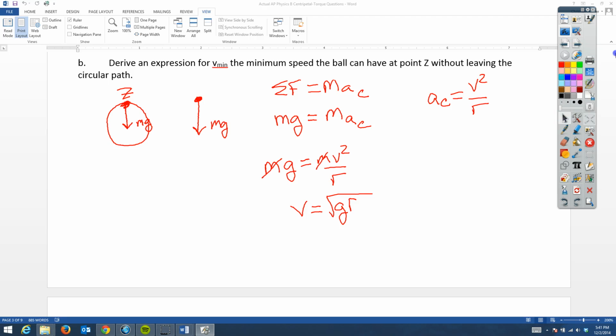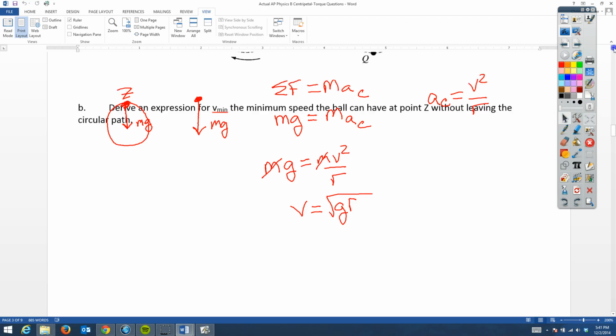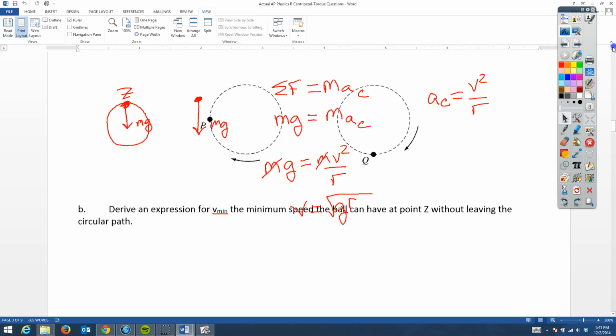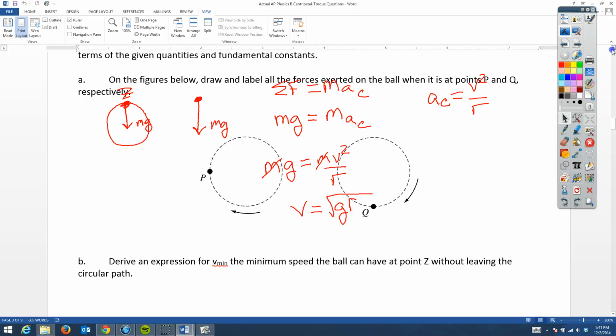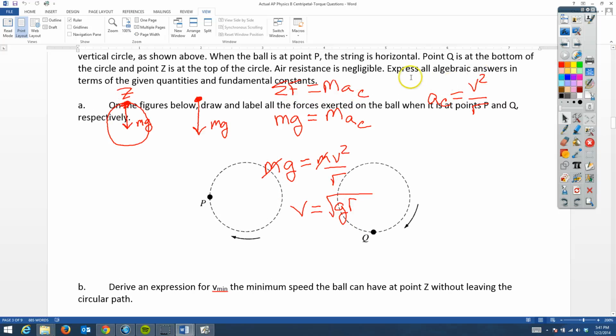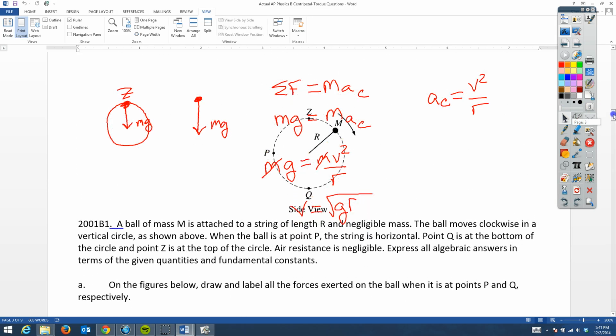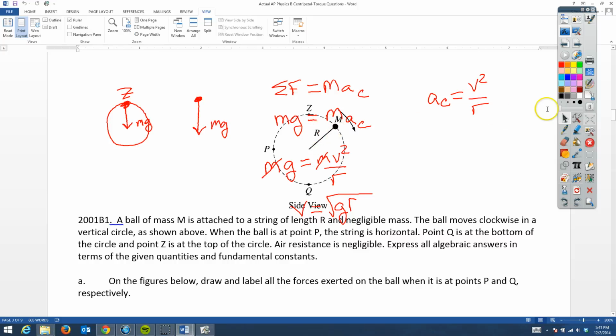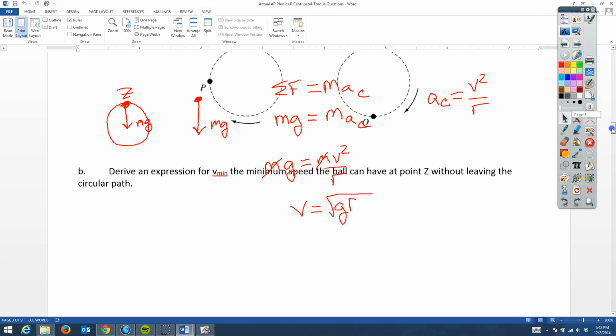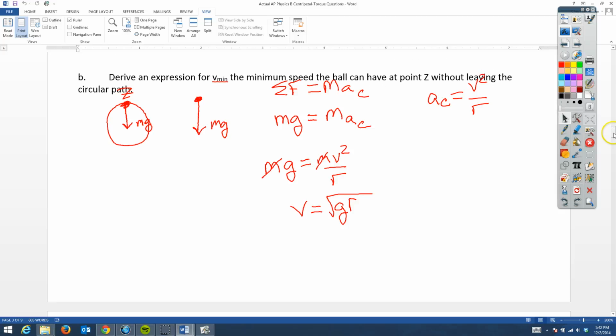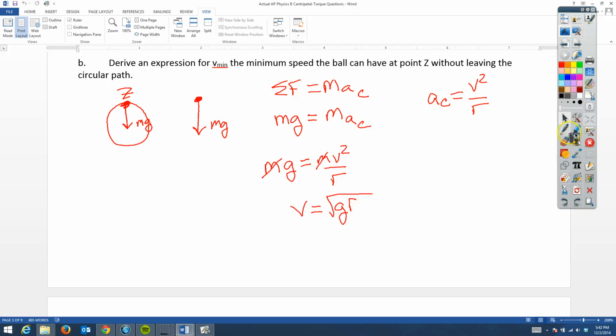Now we have to be really careful, because if we go back up and look, it says we need to express all algebraic answers in terms of given quantities. Notice that, and this is picky, I know, the R here is not a lowercase. They're using a capital R in this problem for the radius of the string out to the ball. So we really need to make this a capital R. I would go ahead and do that for each one of them. That way you won't lose a point because they were being too picky. Anyway, that is the answer for letter B.